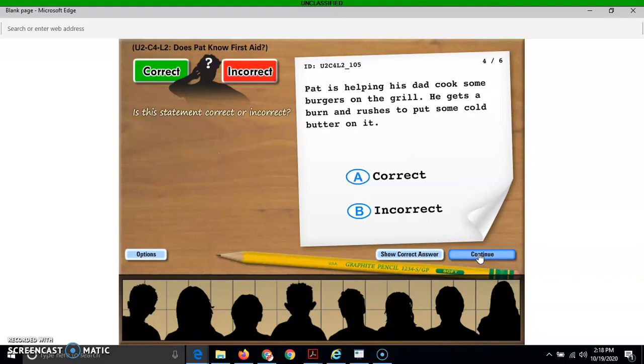Pat is helping his dad cook some burgers on the grill. He gets a burn and rushes to put some cold butter on it. Is that correct or incorrect? That's incorrect. That's an old wives' tale. You want to go ahead and immerse that in cold water.